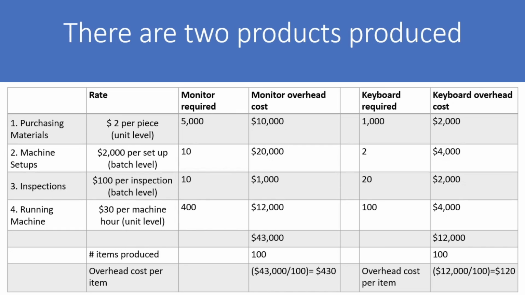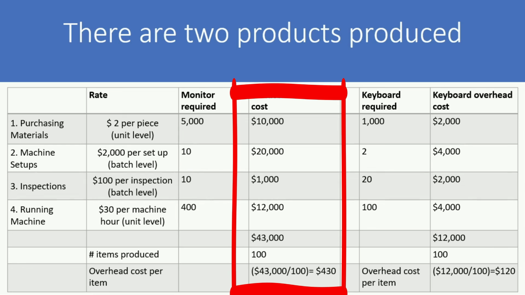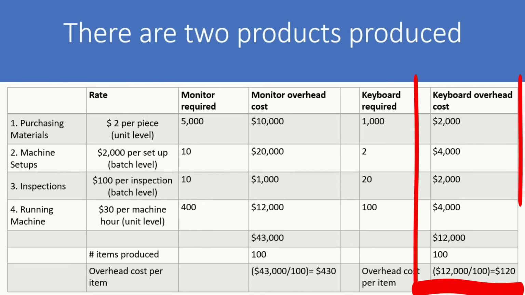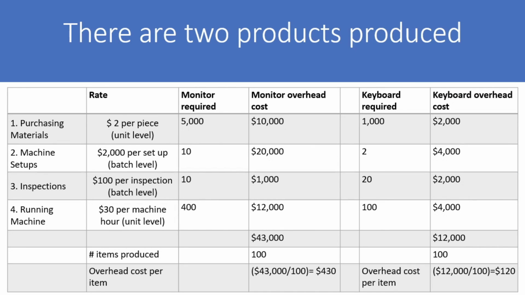Now we can add up the overhead cost for the monitor. Total overhead cost is $40,000, and the number of items produced estimated as 100. Overhead cost per item is $430. And we can take the keyboard. Total overhead is $12,000, and for that is to produce 100 keyboards. Overhead cost per keyboard is $120.